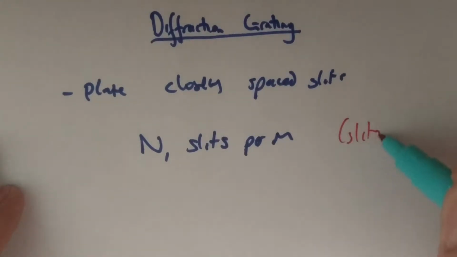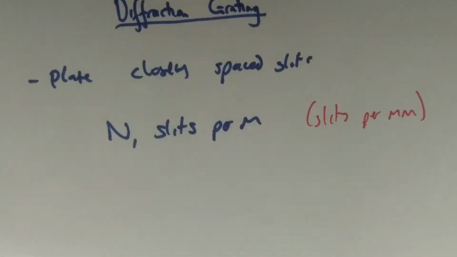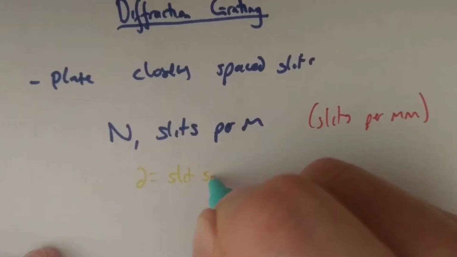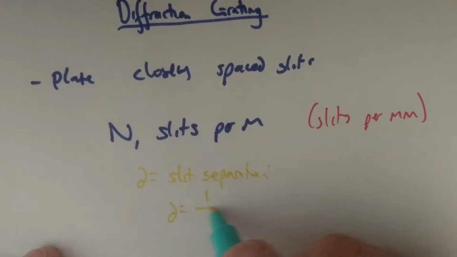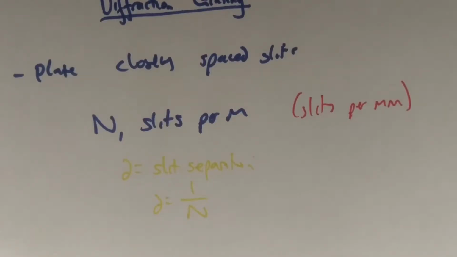As we said, often you're quoted in slits per millimetre, and then in the calculations you need to convert that to d, which is our slit separation. Very simply, the slit separation is just 1 over your slits per metre. So it's a nice easy conversion, but it's very easy to get wrong if you're not careful.